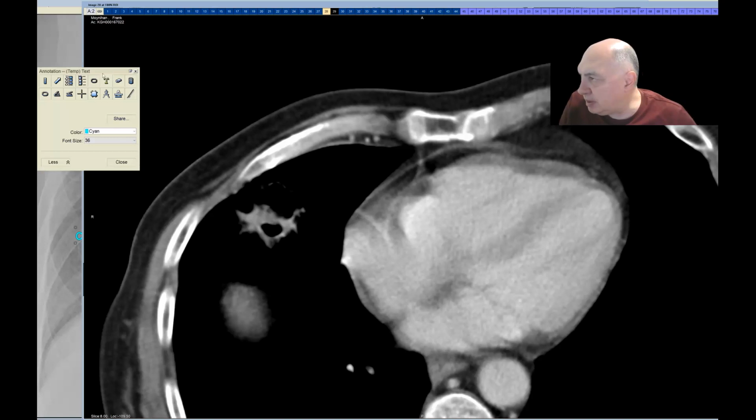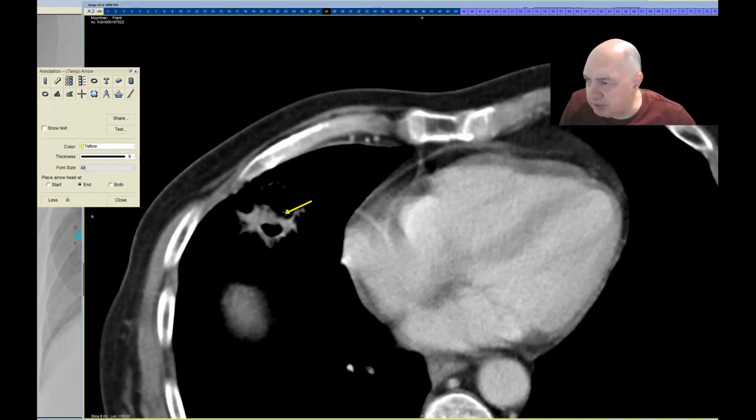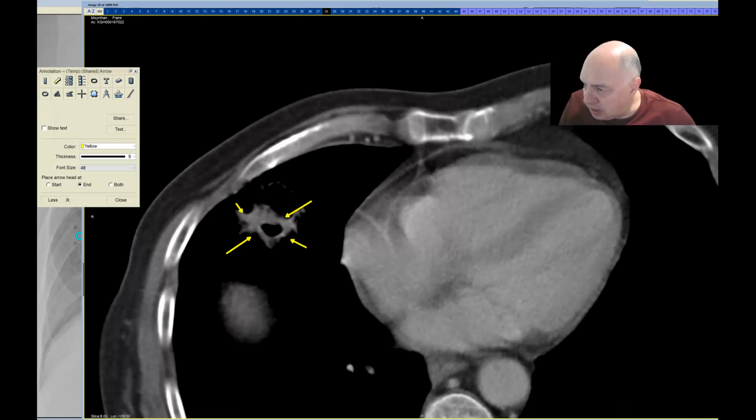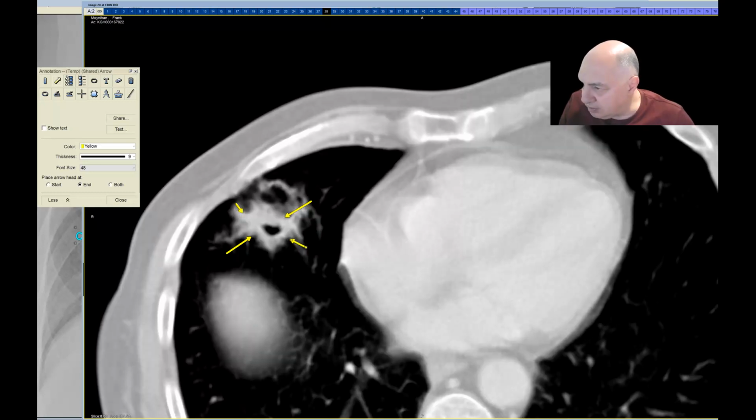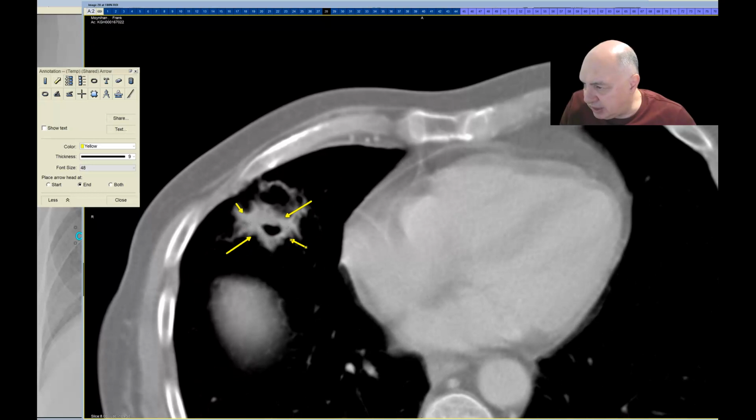So this is probably the primary bronchogenic neoplasm. There you can see it's quite spiculated, the margins. You can probably see it better in the lung windows, and it's cavitating in the center.